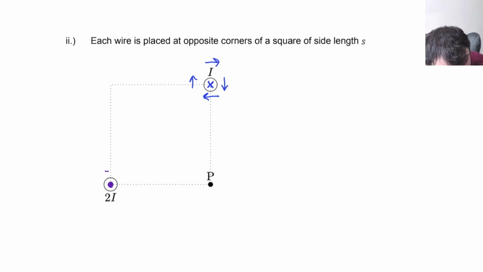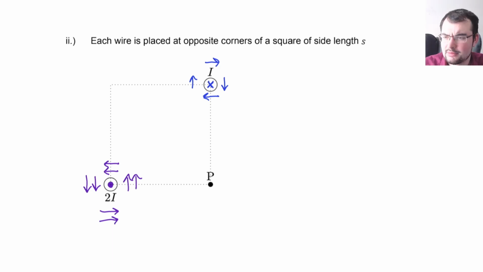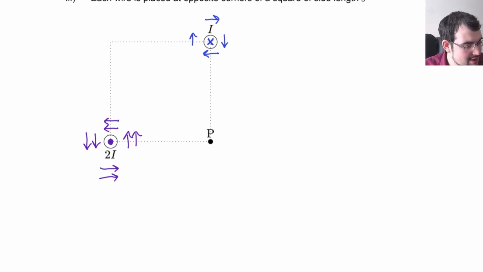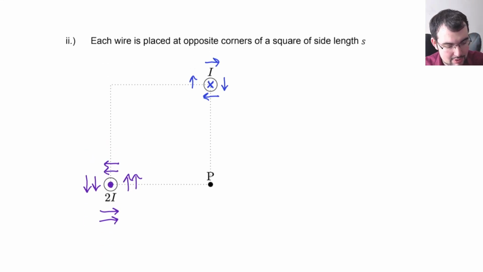Just to show that the 2i is winning, I might give it 2 arrows, to show it's going to dominate over the 1i. Not that there's going to be a total cancellation or anything. So the net field at P, since this is a square of side length S, would have 2 ups and 1 left. So I draw a field that's more up than left. And we want to find the magnitude of this.